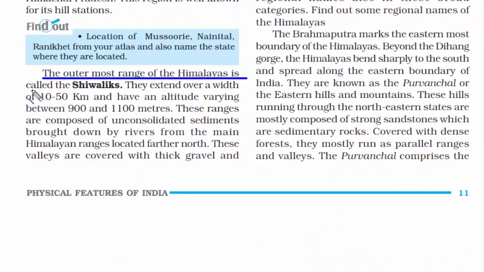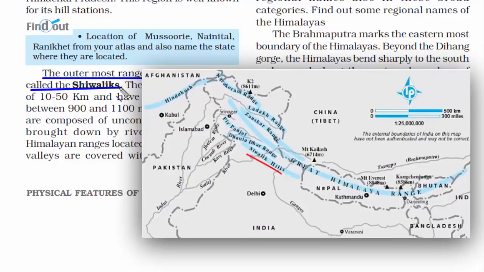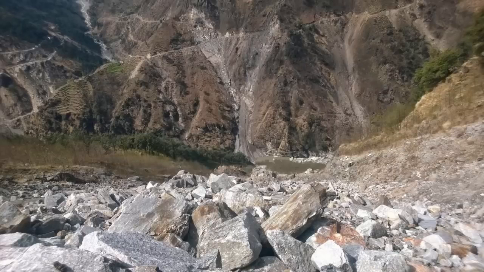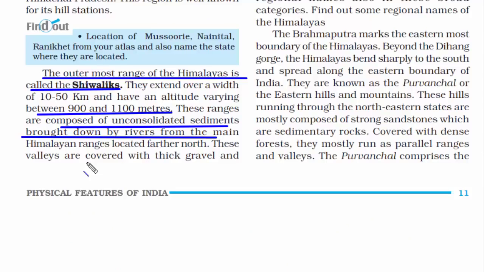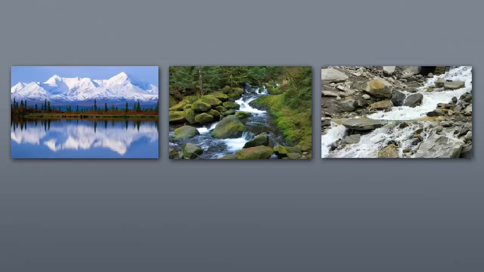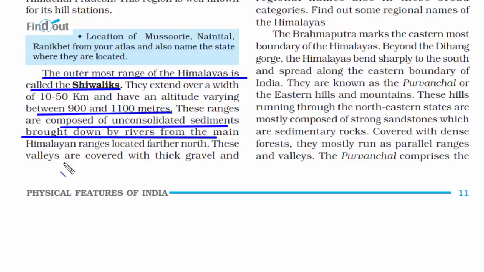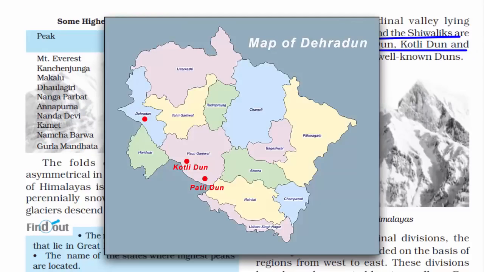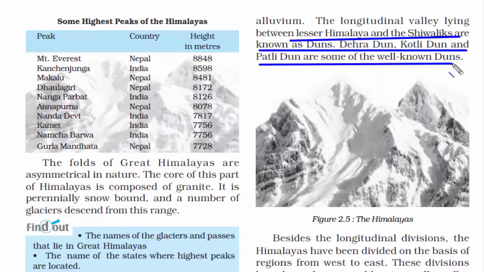And the last and third part of the Himalayas, that is the outermost range, is called the Shivalik. The width of this range is 10 to 50 kilometers. And the heights of the peaks in this region are very low, that is 900 to 1100 meters. In this range, you will find mostly sedimentary rocks brought down by the rivers from the main Himalaya. As the fast flowing river comes from the top, it comes with full pressure and brings huge chunks of rocks and boulders with it. And this range is also rich in alluvial soil. Some famous duns like Dehradun, Kotli Dun, and Patli Dun are well known and are present in this range. So this was all about the three important ranges of the Himalaya.